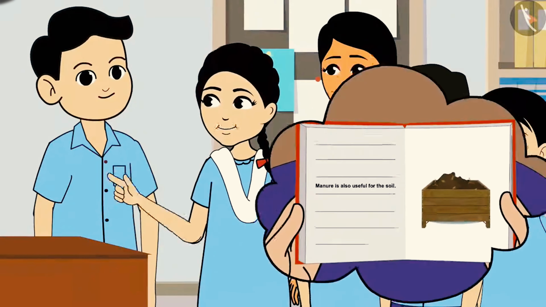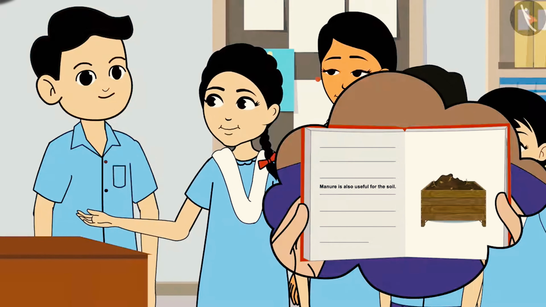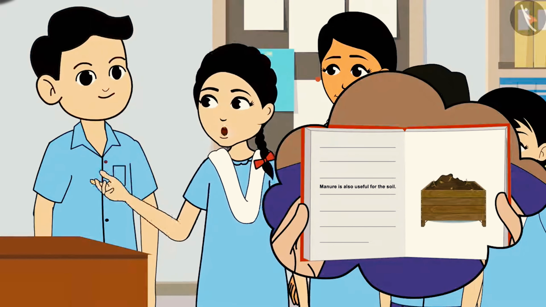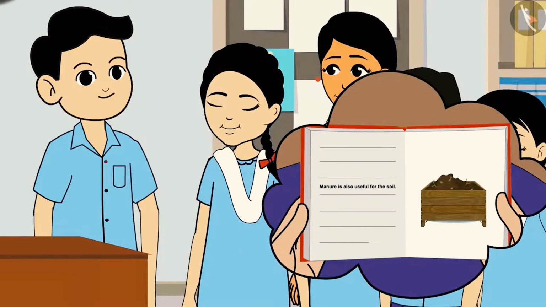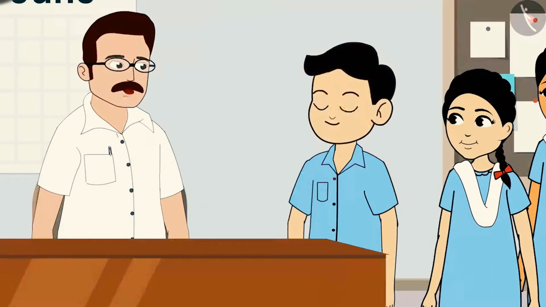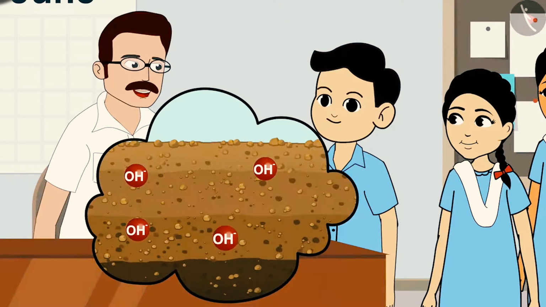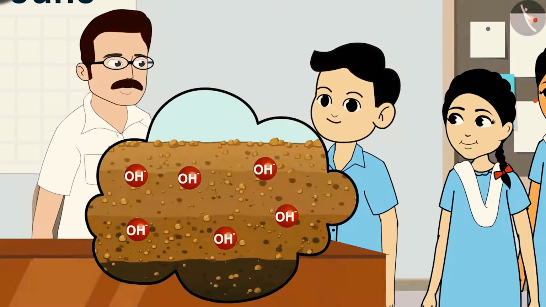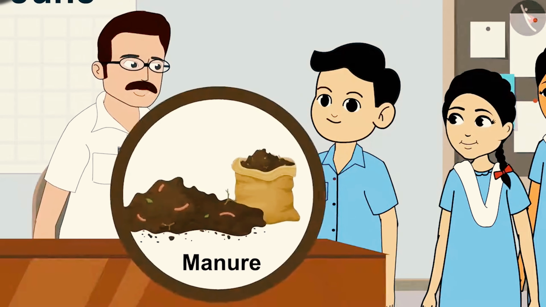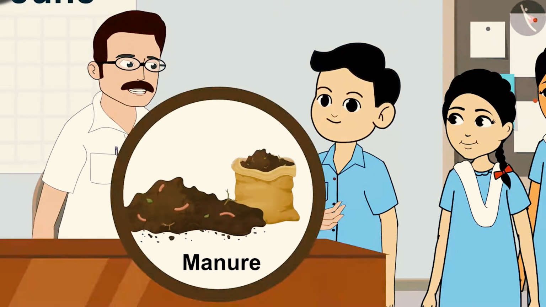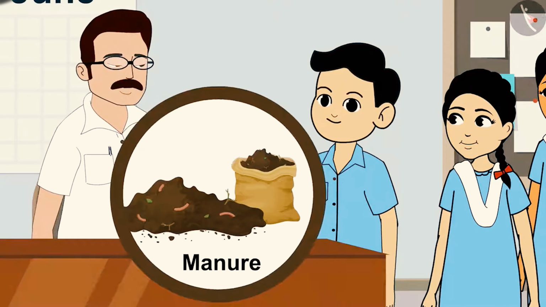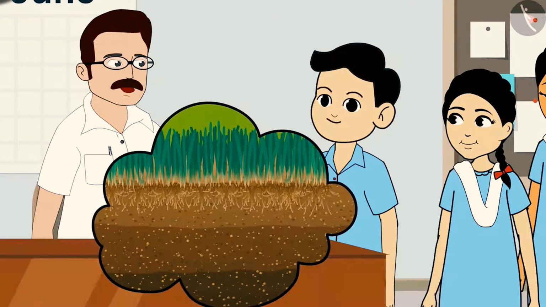Sir, I had read in the chapter on plants that manure is also useful for the soil. When is it used? Yes, children. When the soil becomes alkaline, manure is used. When manure is put in the soil, the organisms living in it make the soil acidic. This makes the soil good for crops.